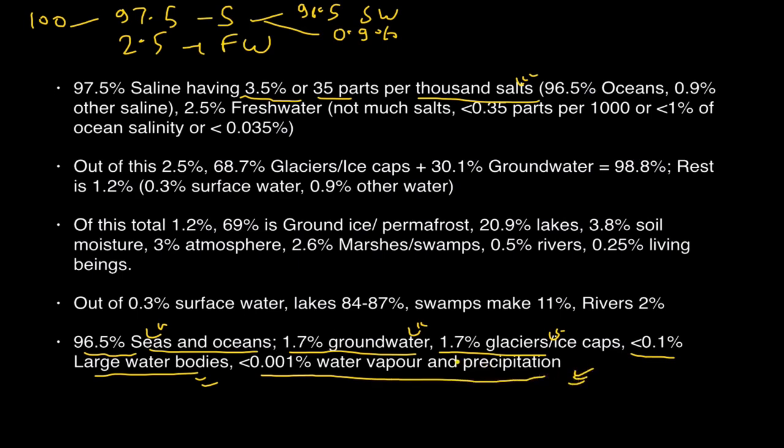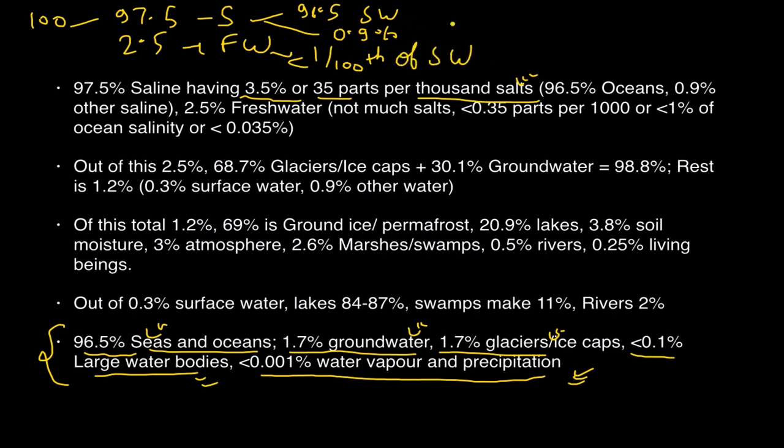This is what is called a simple classification. This is not needed, but still, if they are not dividing on the basis of saline and fresh water, this is the perfect classification. This can be asked in prelims. Please focus on this. Now since we are done with this, just come to this. 97.5% is sea and saline water, and 2.5% is fresh water. Fresh water has less than one hundredth of the salinity of saline water.